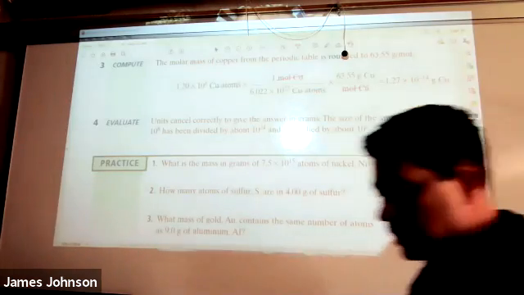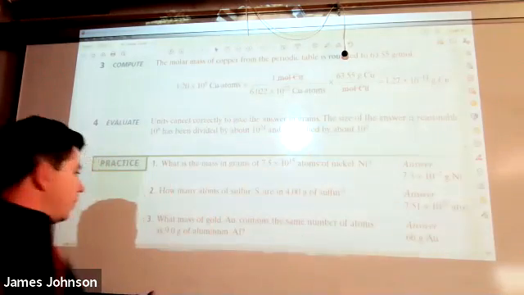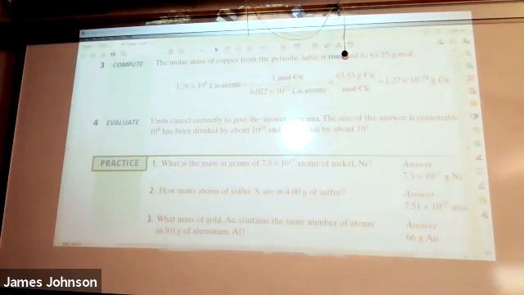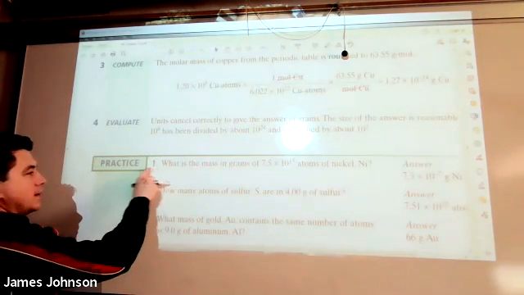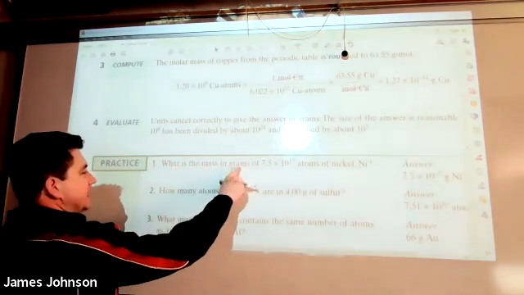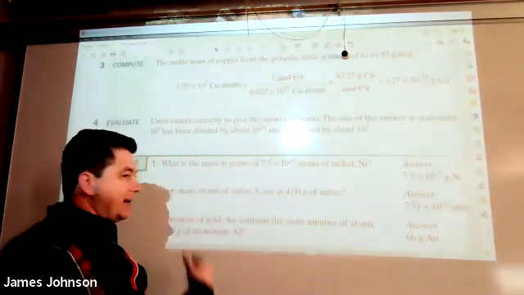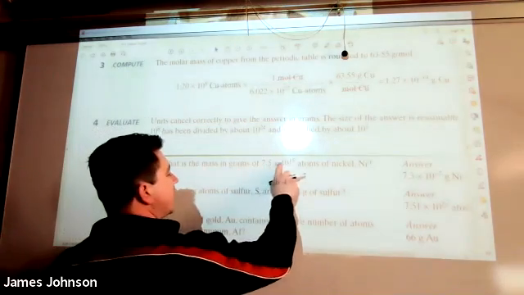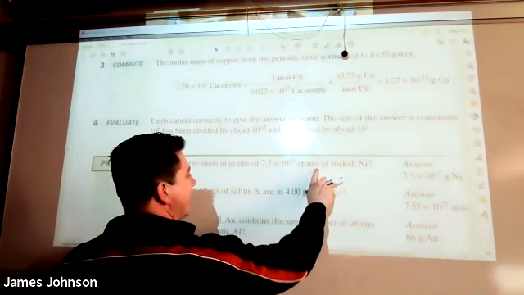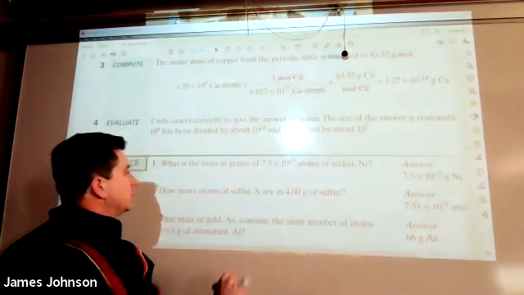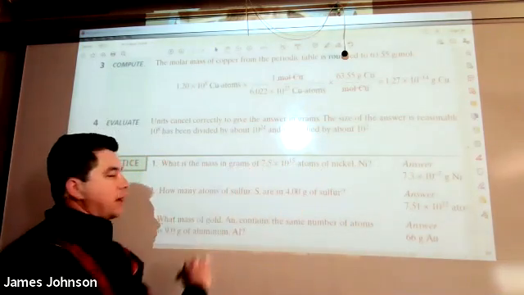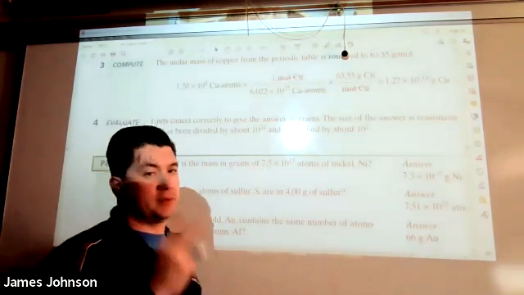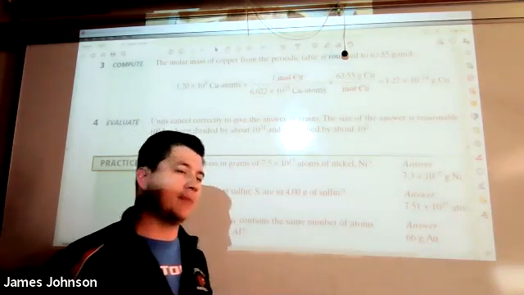All right, still working under sample problem 3-5. Let's do practice problem number 1. What is the mass in grams? So our answer needs to be in grams of 7.5 times 10 to the 15th atoms of nickel. So we're going from atoms to grams, right? From atoms to grams. We're going to have to use 2 conversion factors to make that happen.